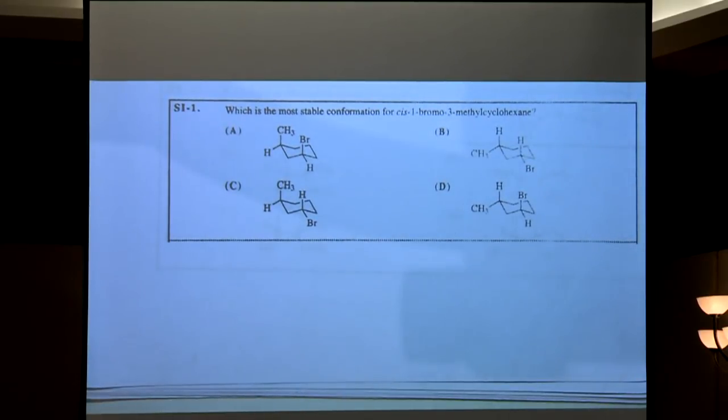So, which is the most stable conformation for cis-1-bromo-3-methyl cyclohexane? So this goes back to orgo 1. So what is more stable? Having everything axial or everything equatorial? Equatorial, awesome. So let's look at each one.